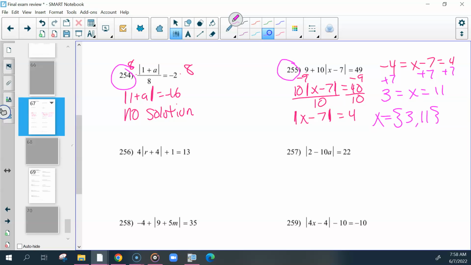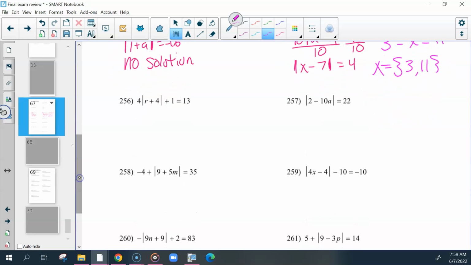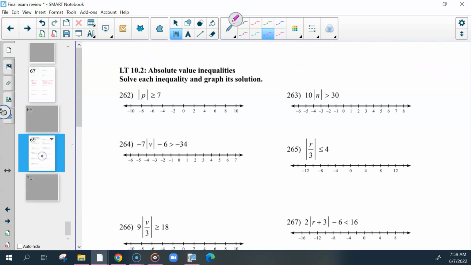Do we have any questions on that one? Are there any other questions in this section you want to see or go over? Last section.